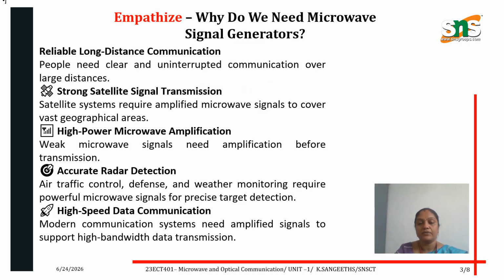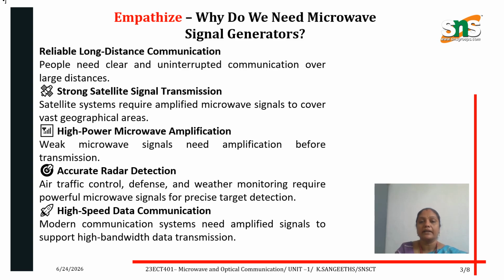And in this video, we are going to see about the two cavity reflex klystron. So the overall discussion is based on design thinking. The first stage of design thinking is empathy. That is, why do we need microwave signal generators? The microwave signal generators are needed for reliable long distance communication.